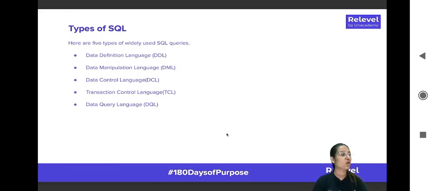Then we have data query language. In data query language, you just want to query some information. Let's say you want to see the list of all the students, or you just want to see the students who have paid their fees, or you want to query those students who have not paid their fees. So this kind of querying, asking questions, fetching information is what we do in SQL. And these are all the 5 wide variety of queries that you can perform on our DBMS systems using SQL.